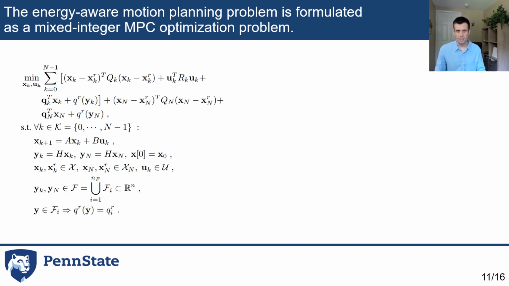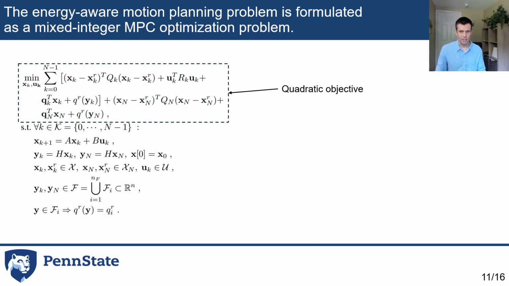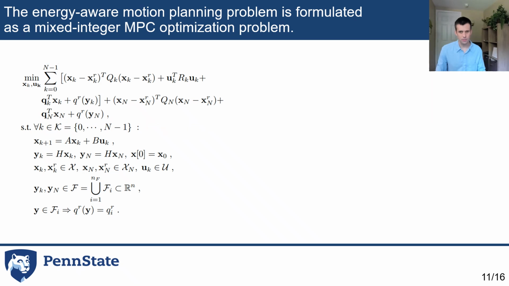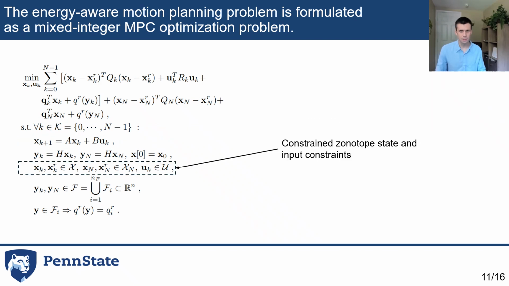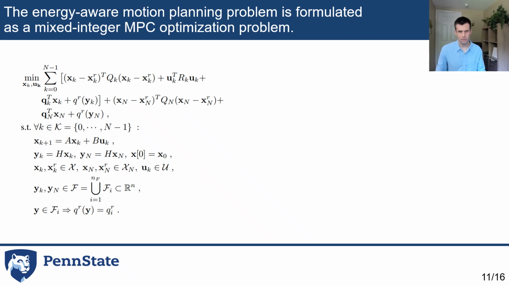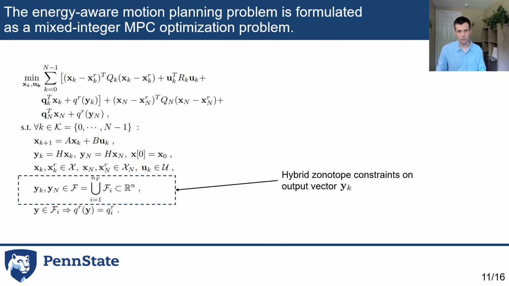So we formulate the energy-aware motion planning problem as a mixed integer MPC optimization problem. We're using a quadratic objective, LTI dynamics, constrained zonotope state and input constraints, hybrid zonotope constraints on an output vector y, which in this case is just the position states and the engine power, and is what we showed on the previous slide.